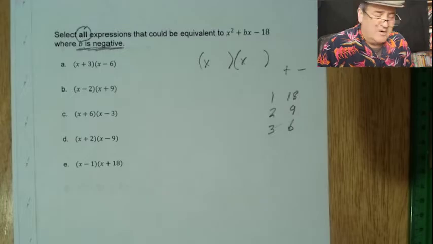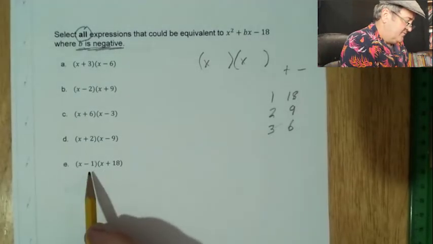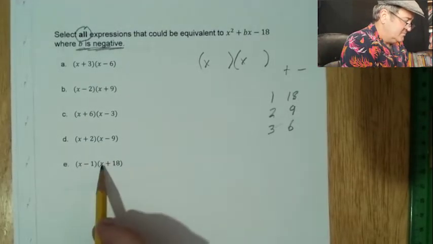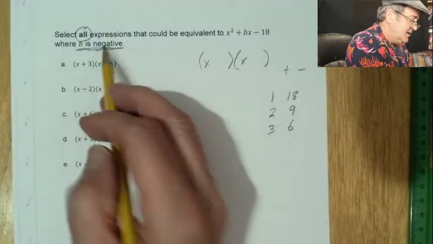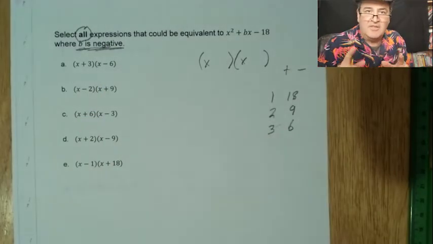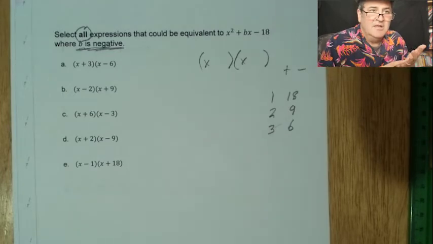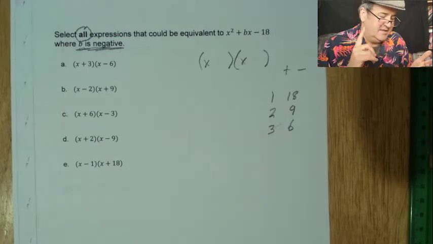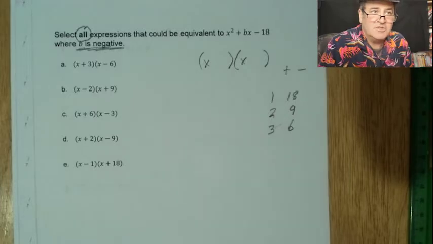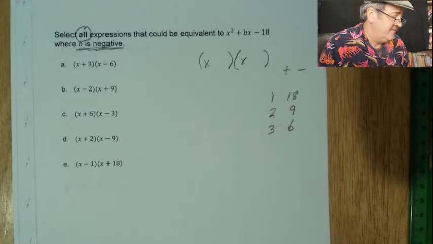So you have to figure out, if I do those, if I multiply the first and last term, which one is the middle term going to be negative with? Okay, select all the expressions that tell me which ones. Is it A and B? Is it B and C and D? Is it A, B, and E? Which ones would make the B negative?